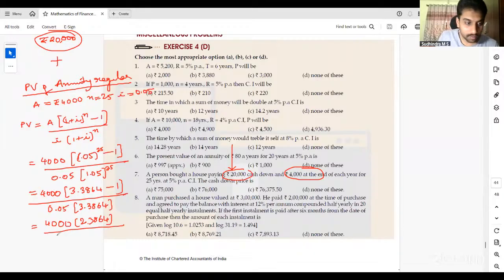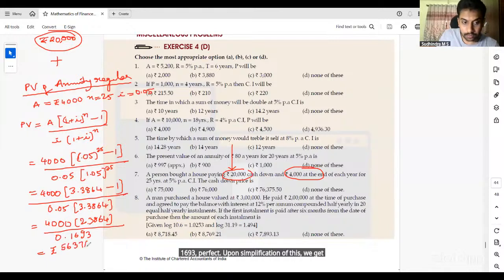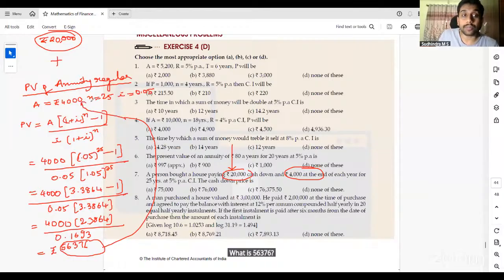Zero point 1693. 1693. Perfect. Upon simplification of this, we get 56,376. What is 56,376? Present value of this 4,000 rupees annuity.